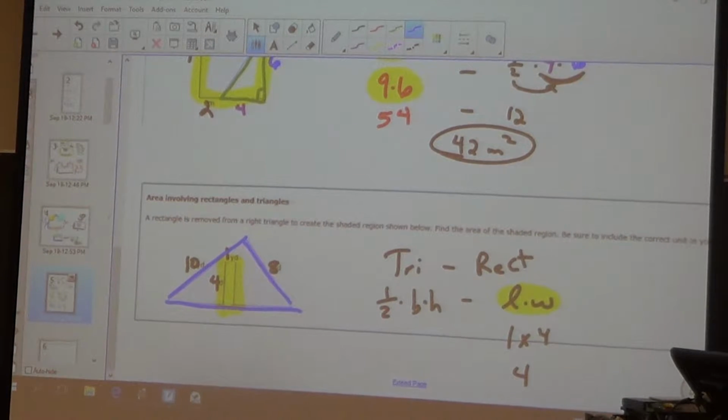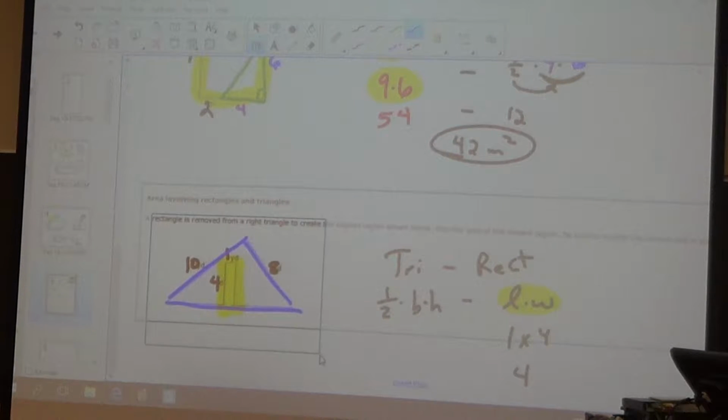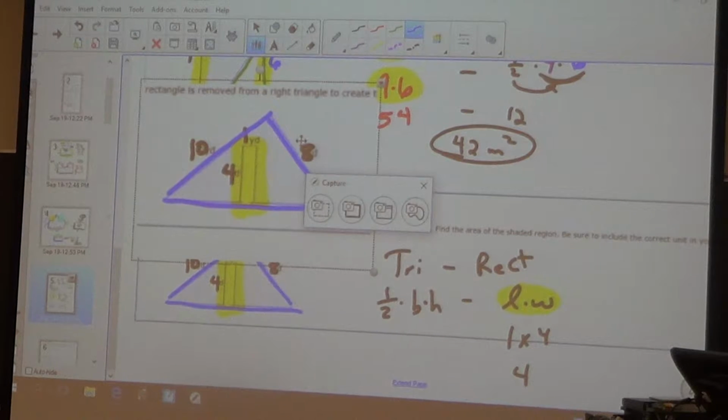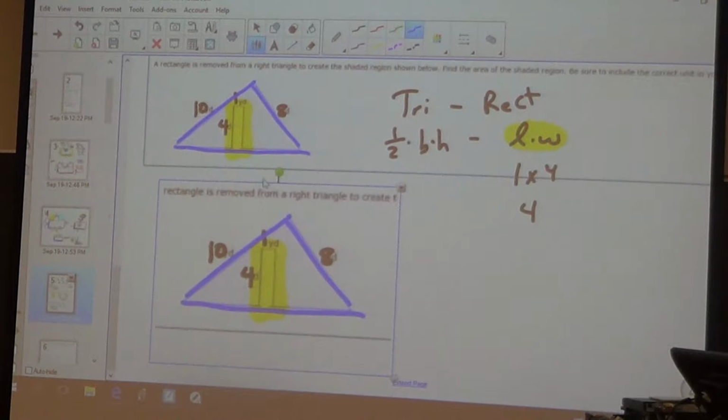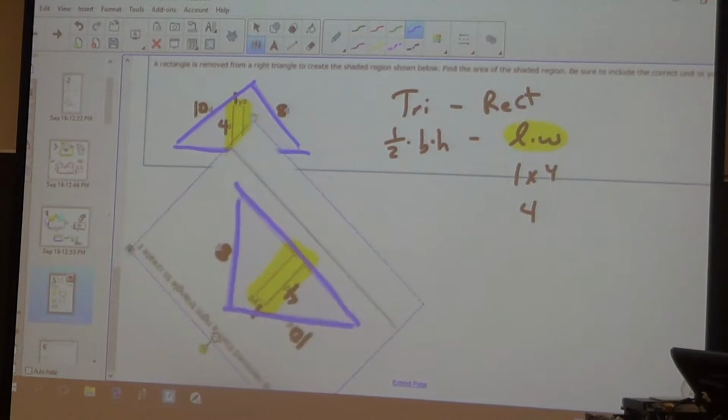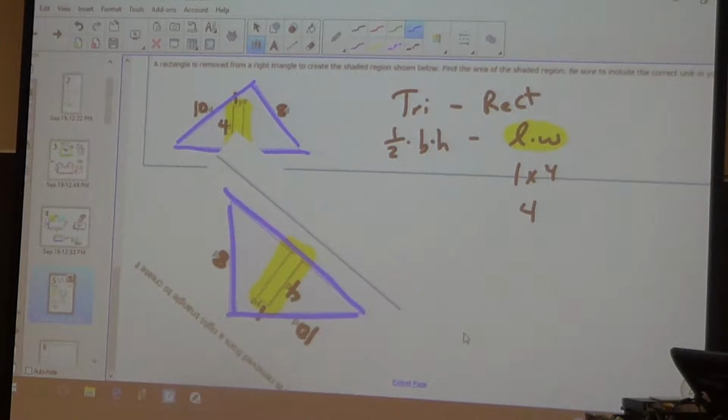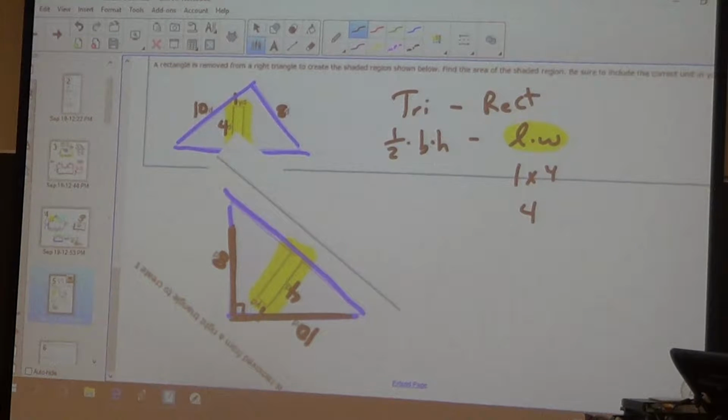and let me do this. Let me take a picture of that. Couldn't either one of them. And if I do this, can you see this is my base and this is my height? Okay, yeah. So this is going to be my base and this is going to be my height.